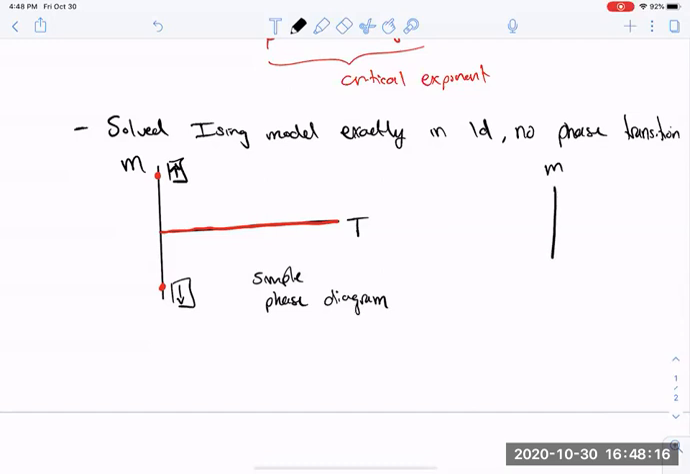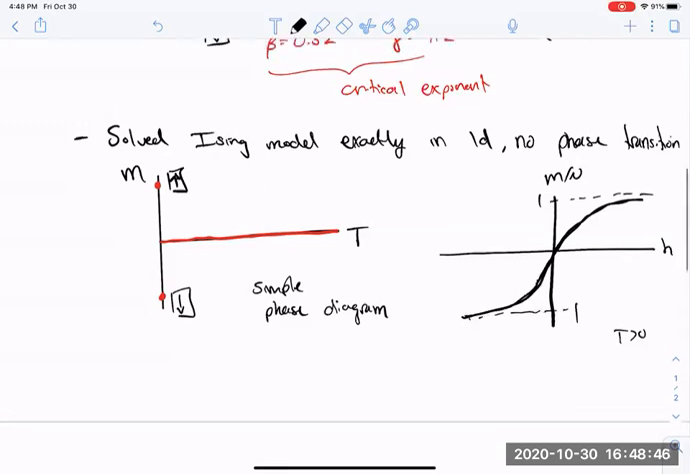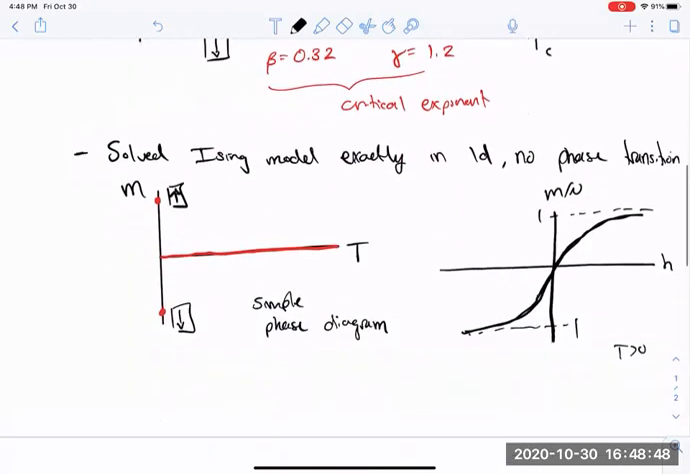Indeed, if I was to look at how the magnetization was altered with an applied field at any finite temperature, I would see a smooth curve. I could smoothly go from all spins up to all spins down by applying large enough fields. And we rationalized this observation with Landau's argument of the non-existence of discrete symmetry breaking, up-down symmetry breaking, in one dimension.